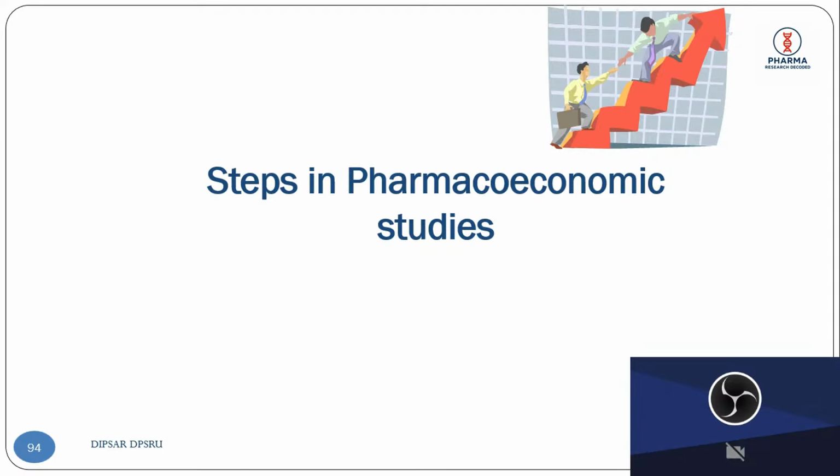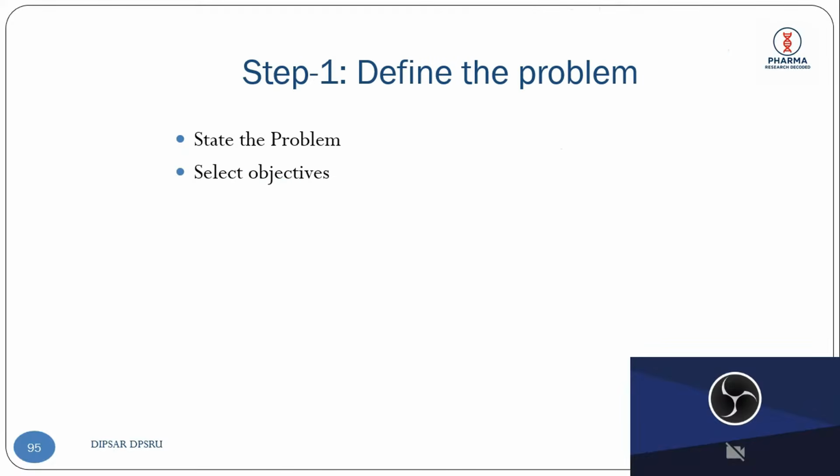Okay, so I think we can move ahead with the steps in pharmacoeconomic studies. What are the steps you have to take if any one of you wants to start pharmacoeconomic studies? First step is, as I said, for every research, whether it is meta-analysis or whatever, you have to define the problem, and select the objective, why you want to do such kind of analysis.